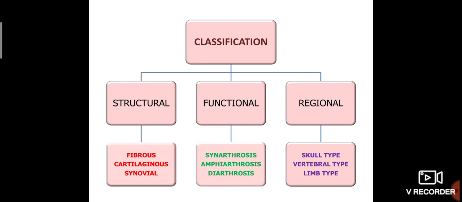Regional type means the location of the joint. For example, skull type, vertebral type, limb type: joints in the limb, joints in the skull, joints in the vertebra. Then we will first move to the functional classification according to the degree of mobility.